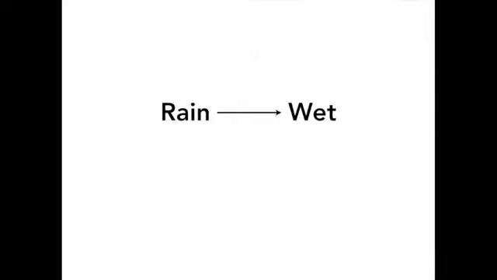And you can analyze this. Sort of a joke, but imagine an intervention, right? You could intervene to make it rain, it would make the ground wet. But if you throw a bucket of water on the ground, it doesn't make it rain, right? So that's the causal structure.